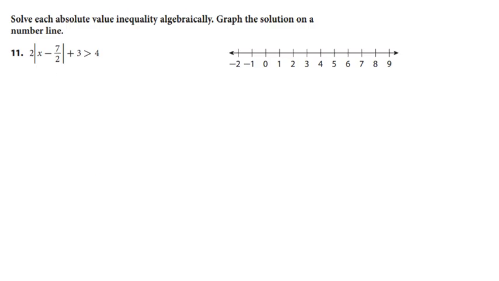Next, the other problem we're going to look at is 11. Solve each absolute value inequality algebraically, graph the solution on a number line. And so we have 2 times absolute value quantity x minus 7/2 plus 3 is greater than 4. And so let's go ahead and solve this first. Minus 3, minus 3. So we get 2 times the absolute value of quantity x minus 7/2, and that's going to be greater than 1.